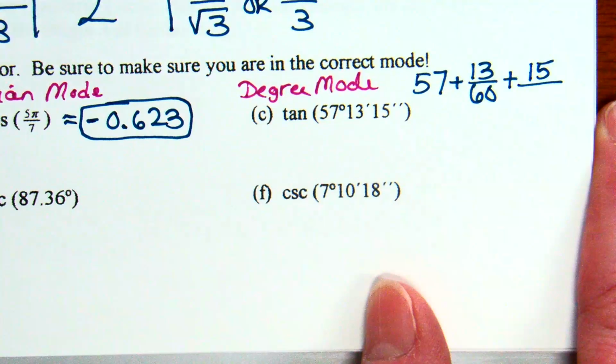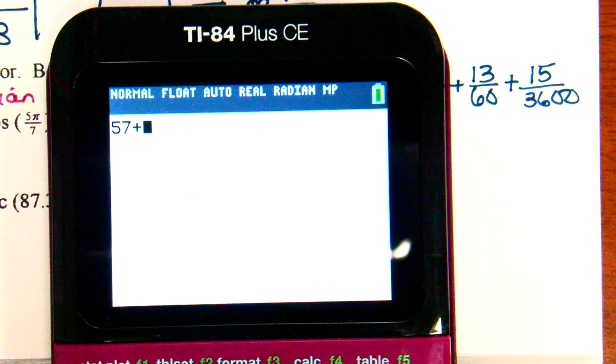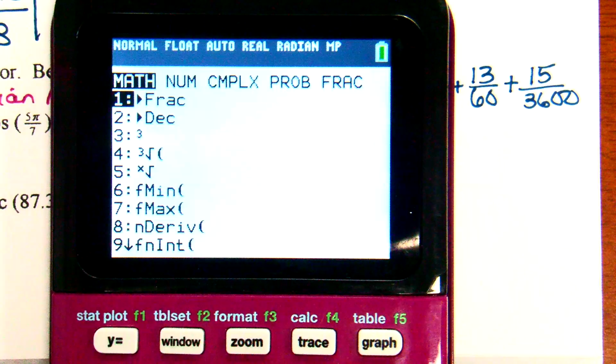Okay, so a couple of thoughts. First of all, if you were a fraction mode type person, 57 plus 13 over 60 plus 15 over 3,600. You can do that. However, notice the annoyance that mine gave me a fraction. You can get that changed to a decimal. For me, it's the math button. And when I bring up that math menu, number 2 says decimal, right? So if I pick that and then hit enter, it's going to take me to a decimal.